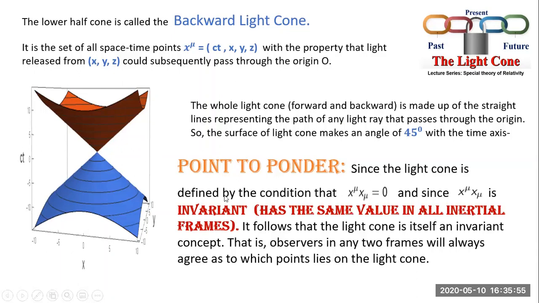Since the light cone is defined by the condition that the scalar product of 4 vectors is equal to 0, and since scalar product of 4 vectors is invariant, it means that it has the same value in all inertial frames, so it follows that the light cone is itself an invariant concept. That means observers in any two frames will always agree as to which points lie on the light cone.